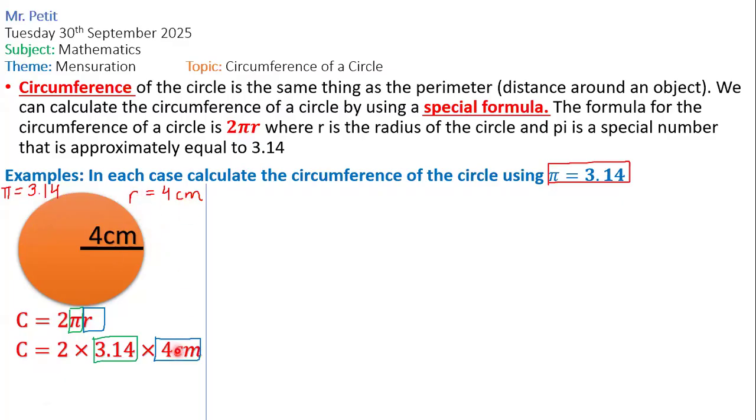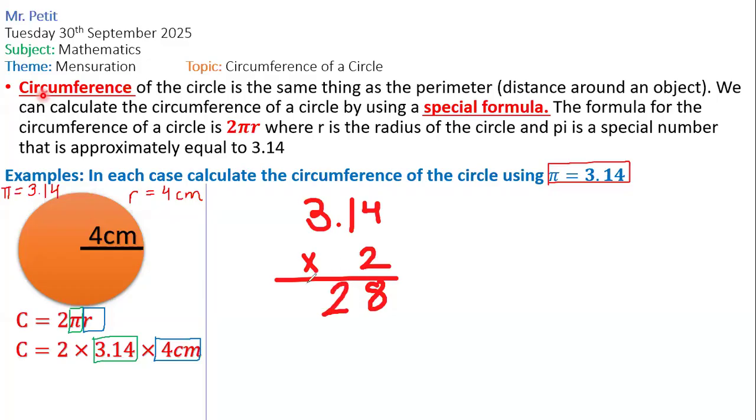All right, so now I need to multiply 2 times 3.14. Let's go ahead and multiply that. 3.14 multiplied by 2. 2 times 4 is going to be 8. 2 times 1 is going to be 2.